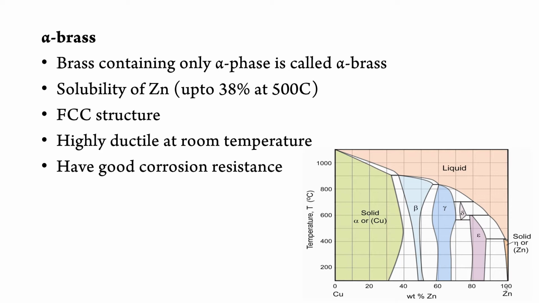The solubility of zinc is up to 38% at 500 degrees Celsius. That is its maximum solubility. Then it has an FCC structure. It is highly ductile at room temperature and has good corrosion resistance.